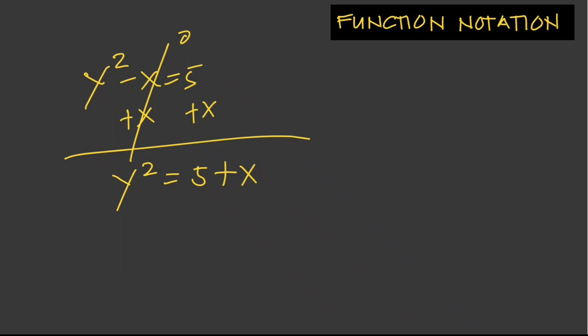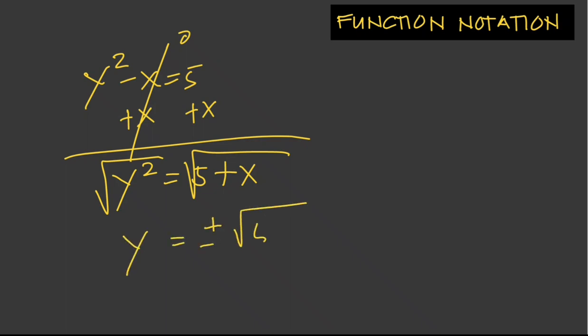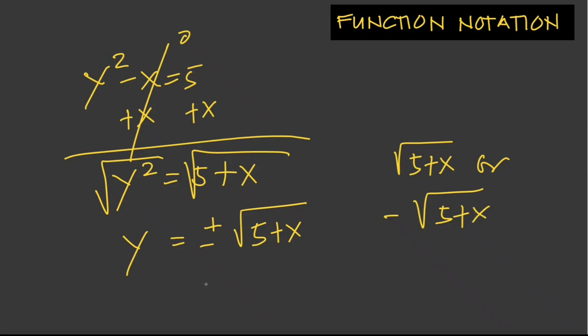We square root both sides. We get y equals plus minus square root of 5 plus x. In this case, there are two solutions for y. One is positive square root of 5 plus x, and the other one is negative square root of 5 plus x. Therefore, this relationship between x and y is not a function.